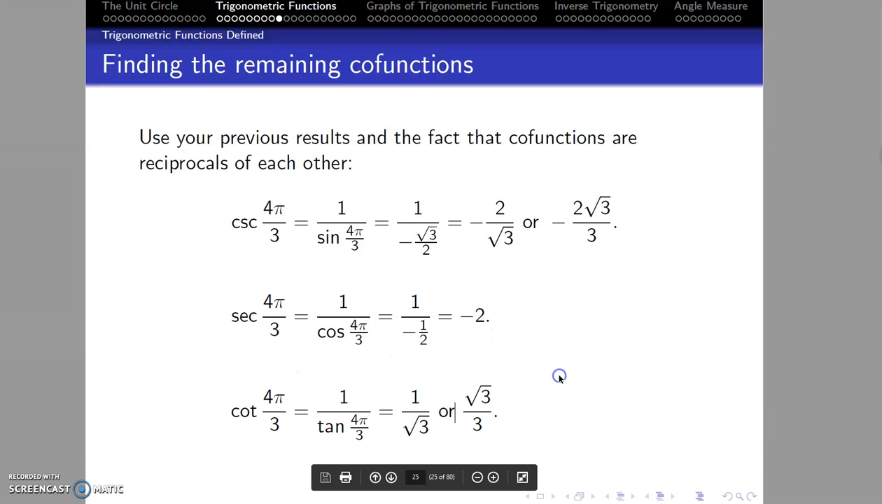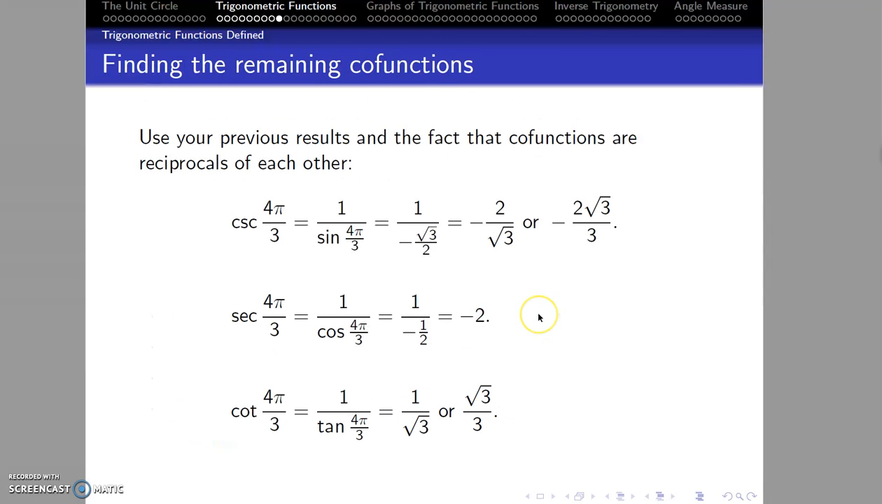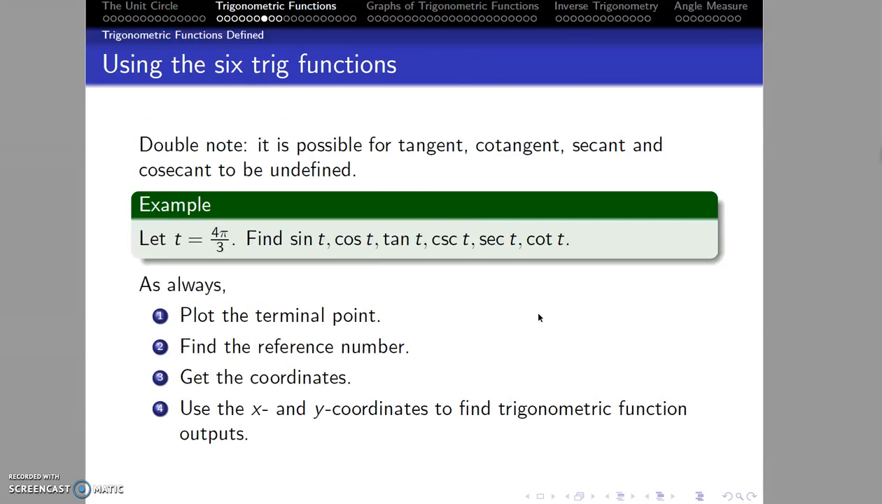And then lastly, cotangent is 1 over tangent. So the 1 over root 3 now for cotangent. Or if you have to rationalize it, root 3 over 3. Again, either is fine. And that's it. We just found all the 6 trigonometric functions for 4 pi over 3. And we're going to find on your own time and in class that that's how you can find any trig function for any value t. You find your point, you find your coordinates, and then you just apply based on the definitions we have here.